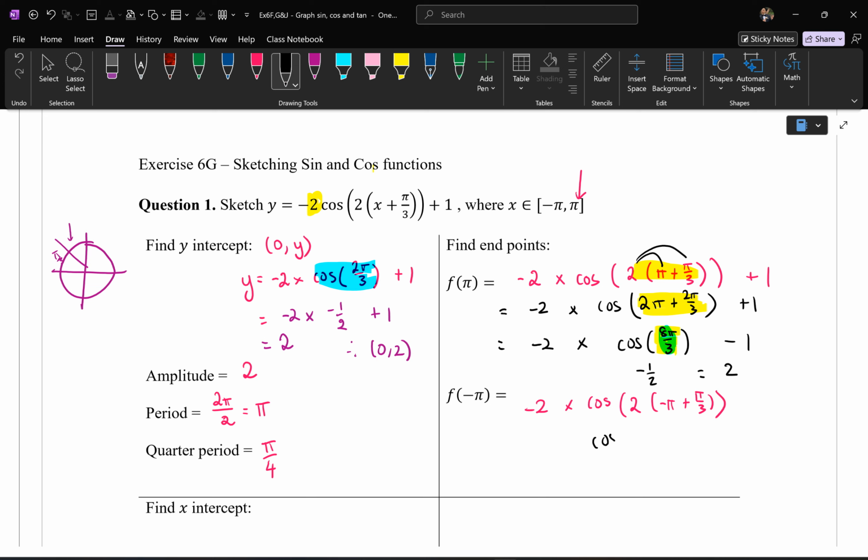Here we go. Cos of negative 2 pi plus 2 pi on 3. Or you can think of it as cos of negative 6 plus 2, which is negative 4 pi on 3. Don't forget there's a plus 1 and times a negative 2. Here we go. What is cos of negative 4 pi on 3?